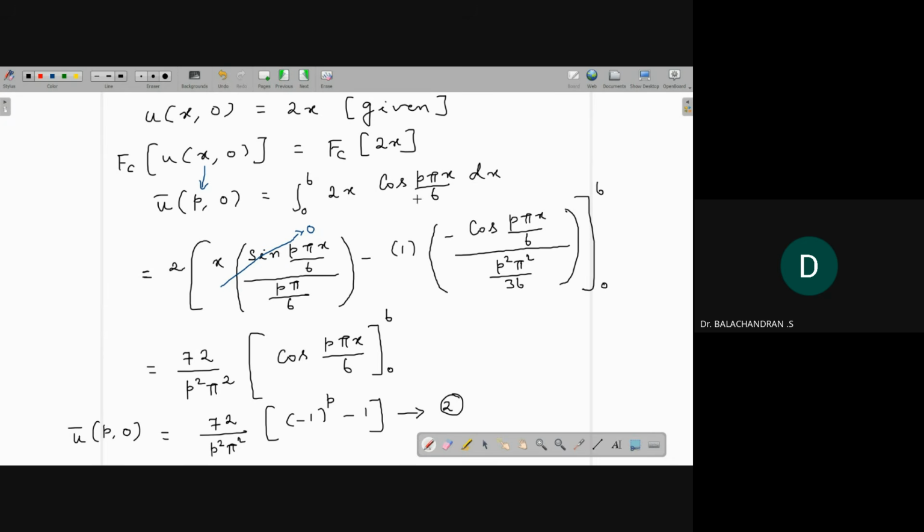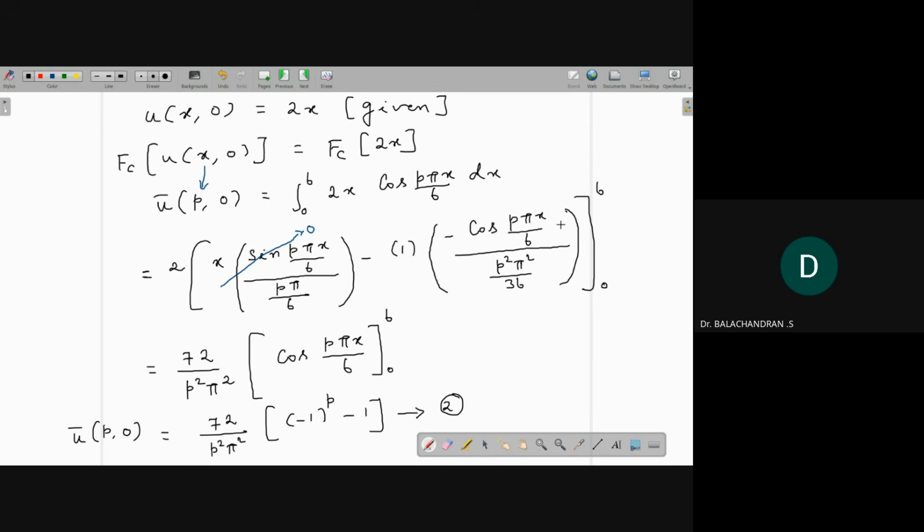Keep x. If you integrate cos(pπx/6), you'll get sin(pπx/6) divided by the coefficient of x, pπ/6, minus. If you differentiate x, you'll get 1. If you integrate sin(pπx/6) divided by pπ/6, you'll get minus cos(pπx/6) divided by (pπ/6) whole squared. (pπ/6) squared is p²π²/36. The limit is from 0 to 6.